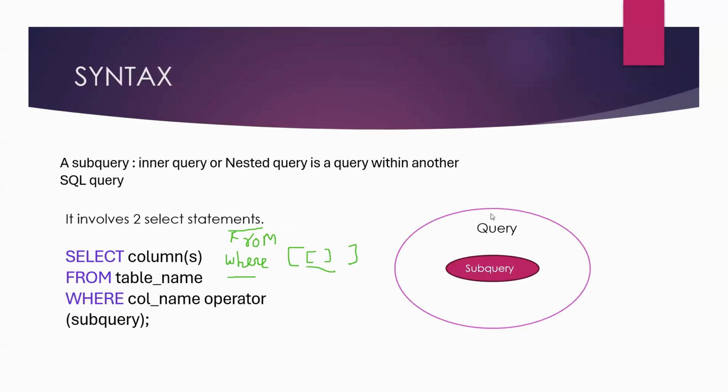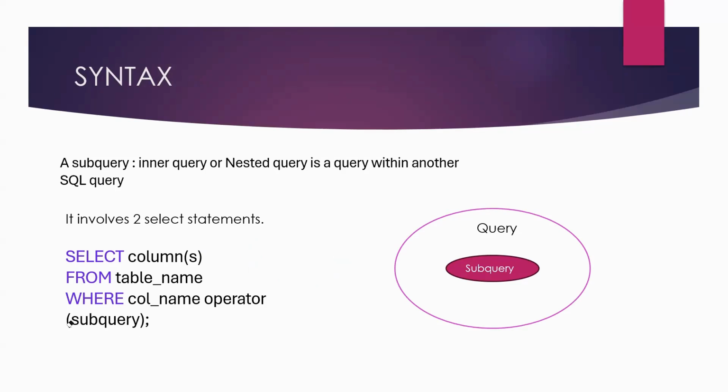By this diagram, you can see here we have a query and we have a subquery. Subquery is known as inner query or nested query. It involves two SELECT statements, and this is the syntax of the WHERE statement with a subquery. Mostly we use subquery with the WHERE statement, that is why we have written the syntax of the WHERE statement here. The syntax is SELECT column name FROM table name WHERE column name operator. Operator means IN operator, BETWEEN operator, greater than, less than. These are examples of operators.